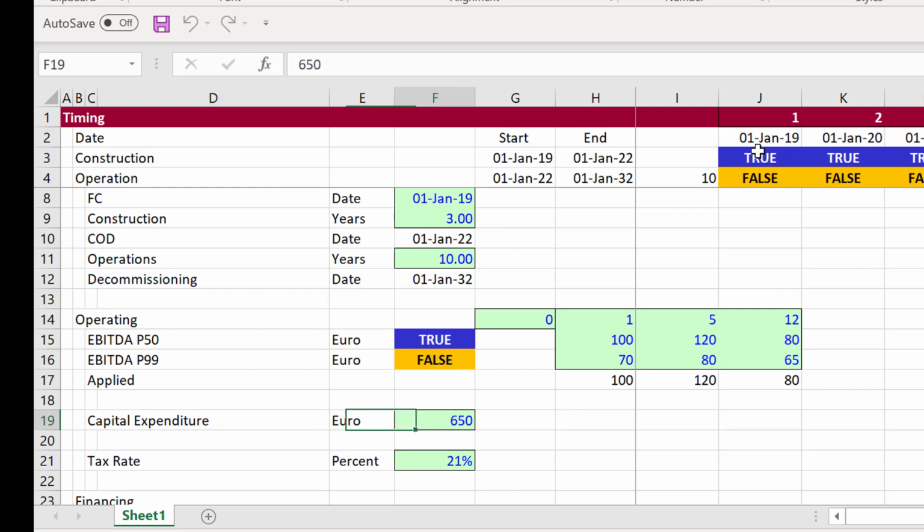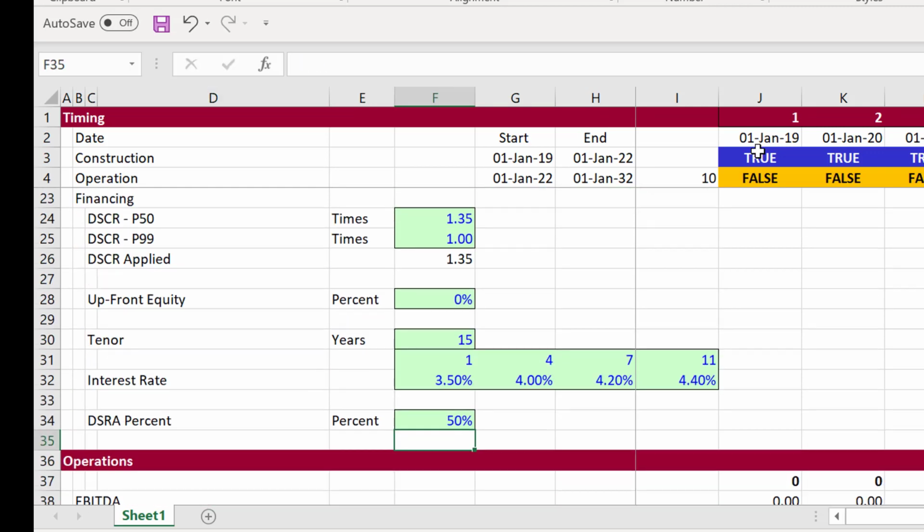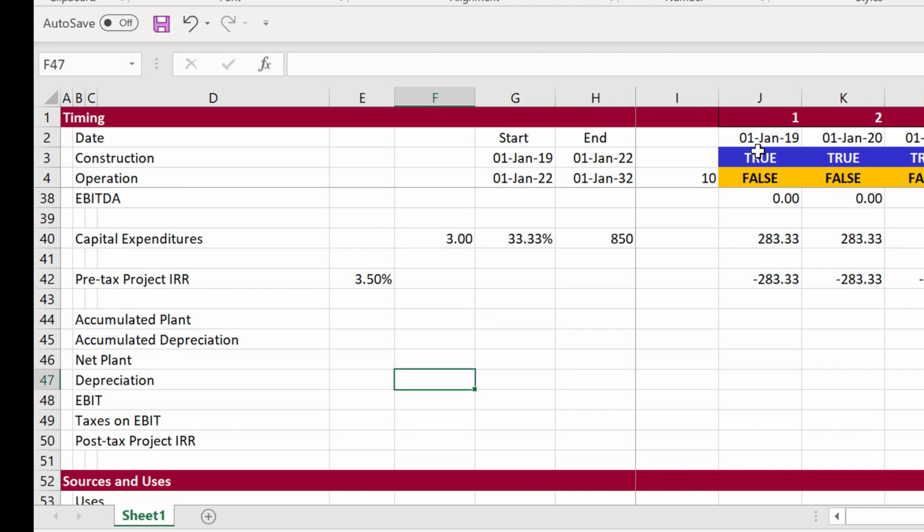Perhaps I'll put 850 in. Okay, that was a whole lot higher than... Now I guess I was a little bit wrong because it's not the project IRR, it's really the pre-tax project IRR. So let's accumulate the capital expenditures, and let's accumulate the depreciation down here in line 47.